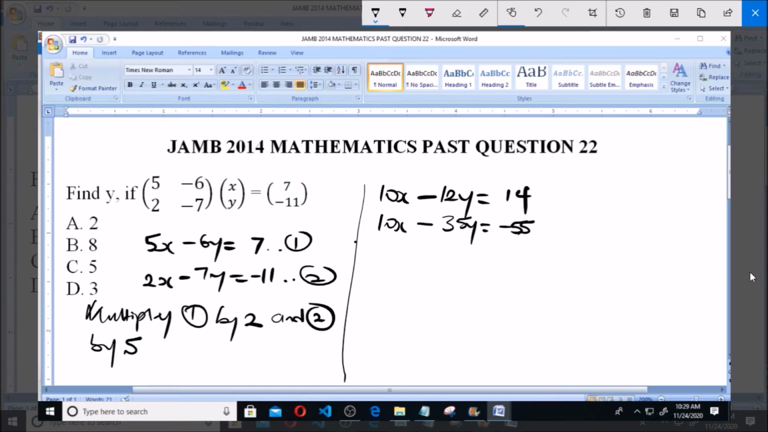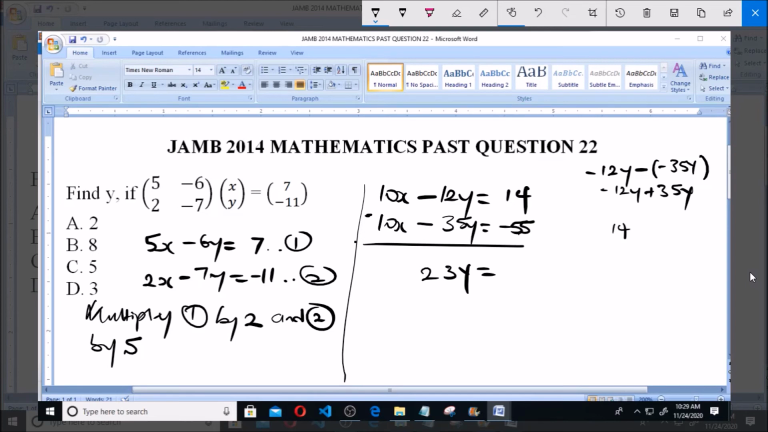Now let's subtract equation 2 from equation 1. So 10x minus 10x gives us 0. Then minus 12y minus 35y, that is minus 12y plus 35y, will give us 23y is equal to 14 minus minus 55.